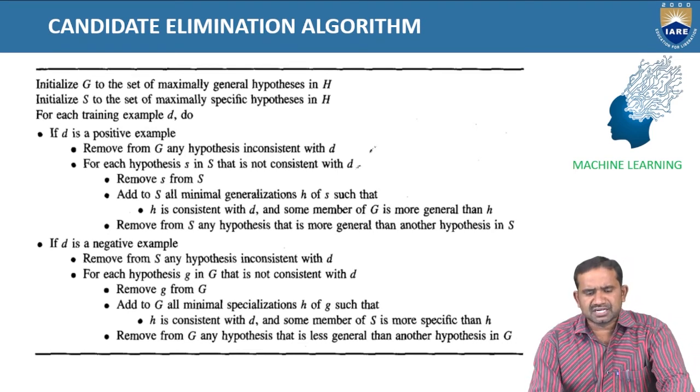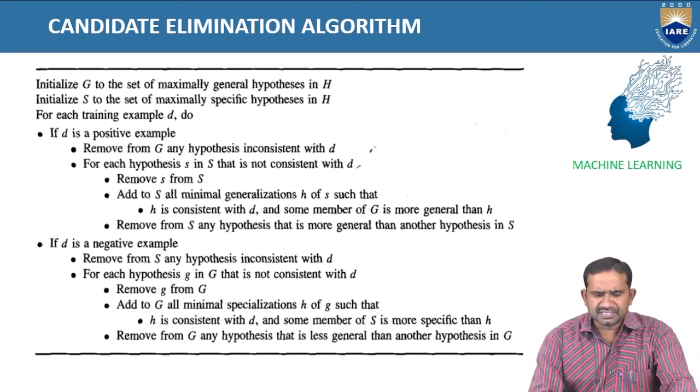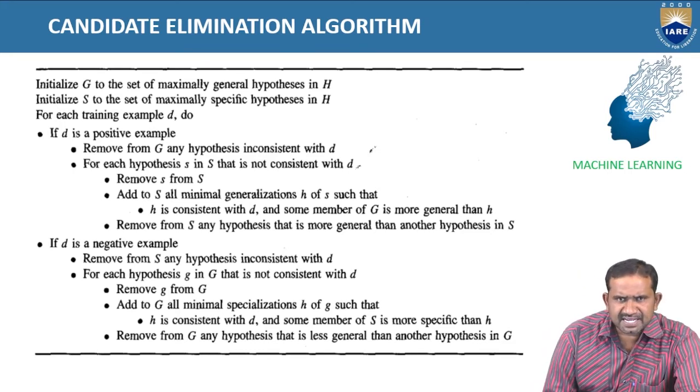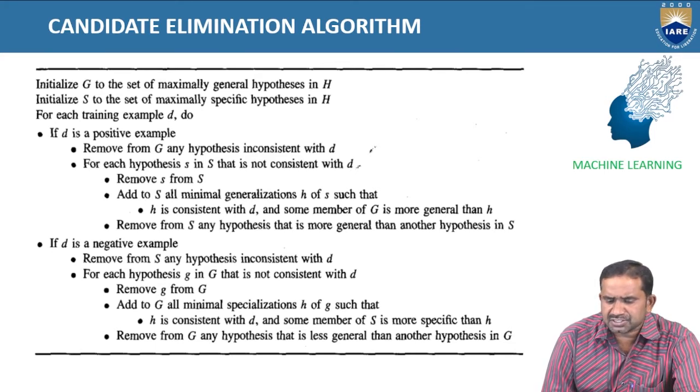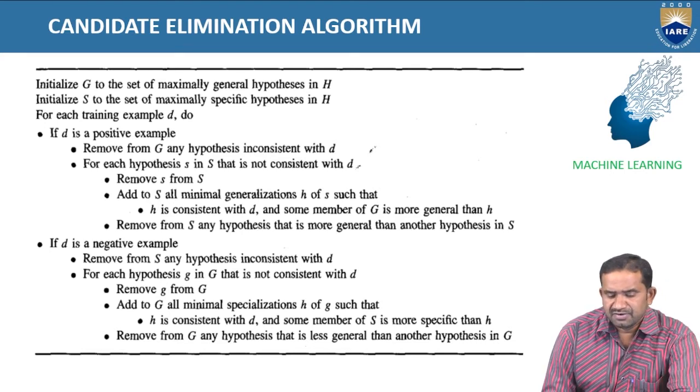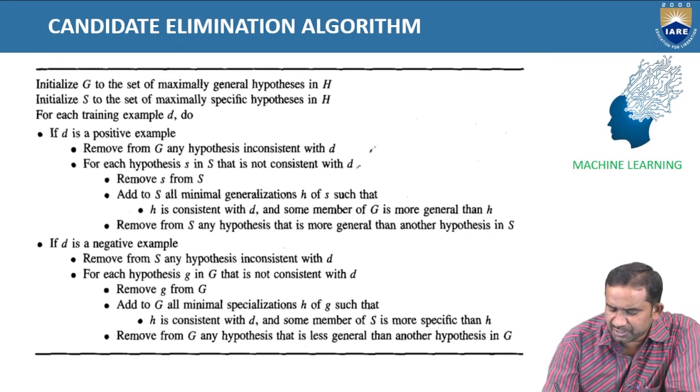What is the procedure? The general algorithm is the candidate elimination algorithm. First, initialize G, the set of maximally general hypotheses in H. And the second one, initialize S, the set of maximally specific hypotheses in H. First we initialize the general hypothesis, whereas G is equal to question mark.